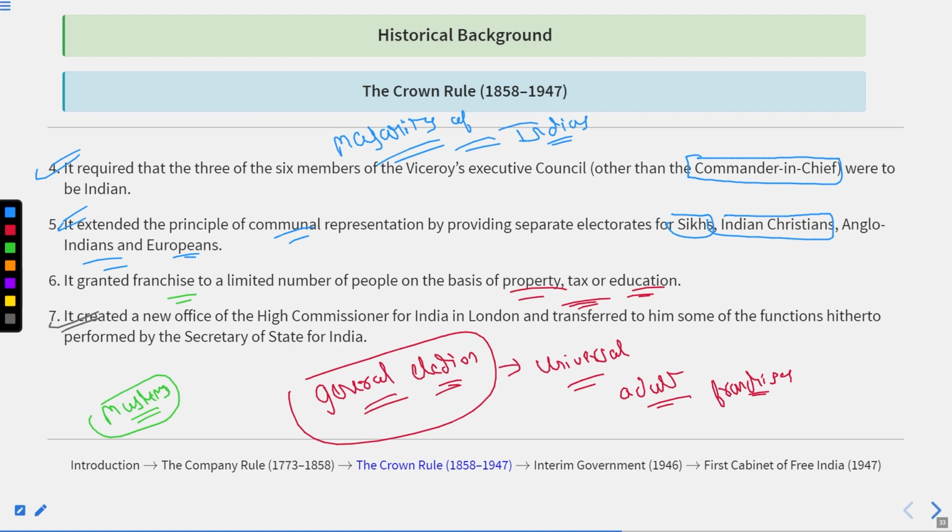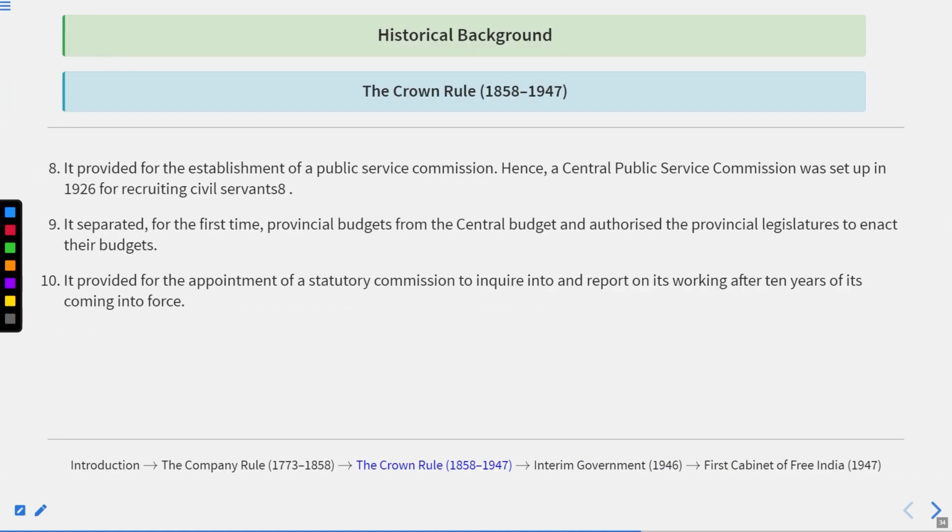He created a new office of High Commissioner for India in London and transferred to him some of the functions hitherto performed by the Secretary of State for India. Alright, it provided for the establishment of the Public Service Commission. Hence the Central Public Service Commission was set up in 1926, recruiting civil servants. It separated for the first time the provincial budgets from the central budget, and authorized the provincial legislatures to enact their budgets.